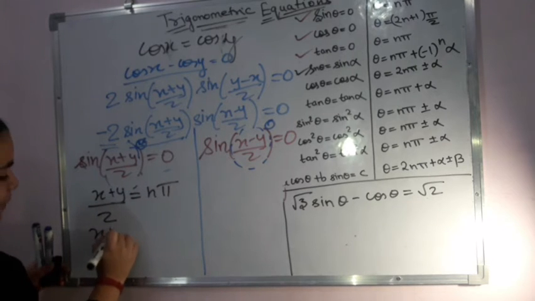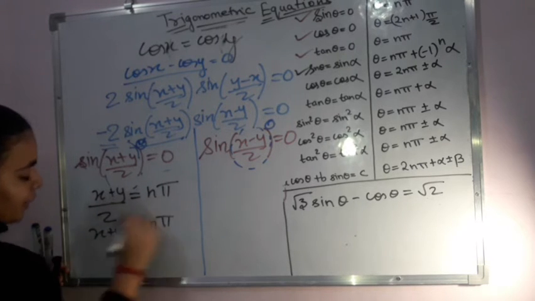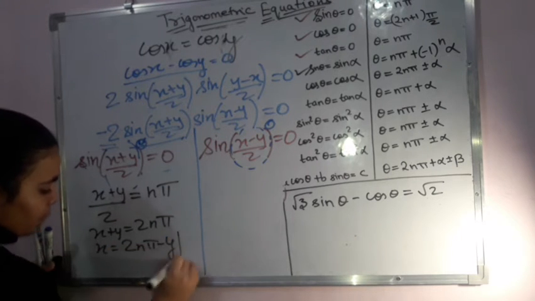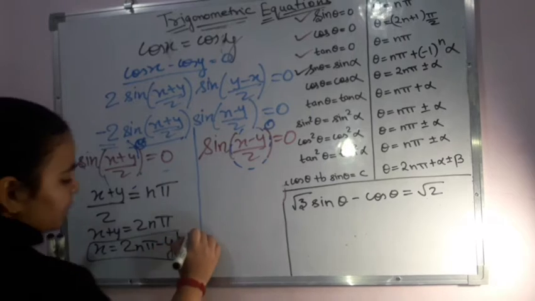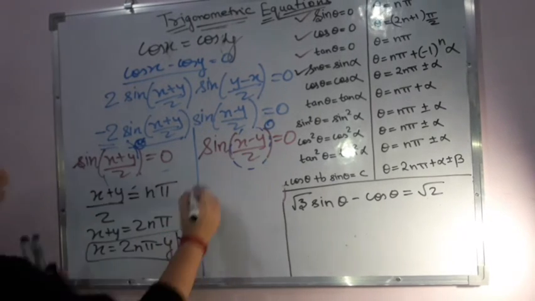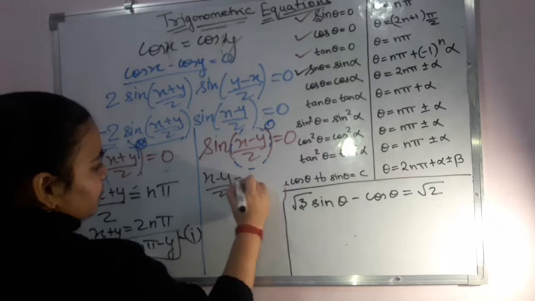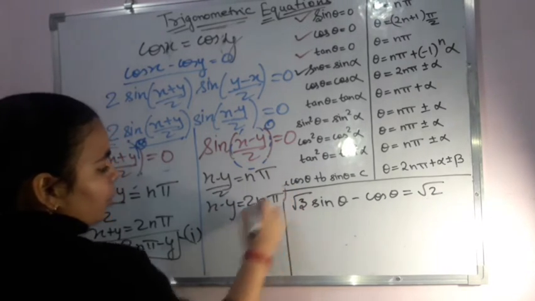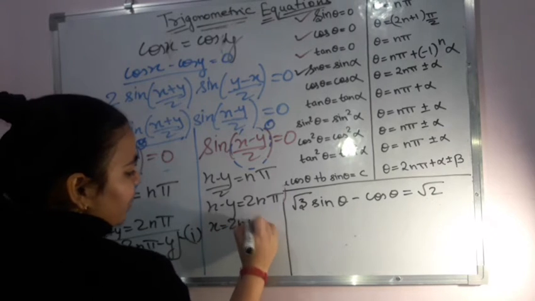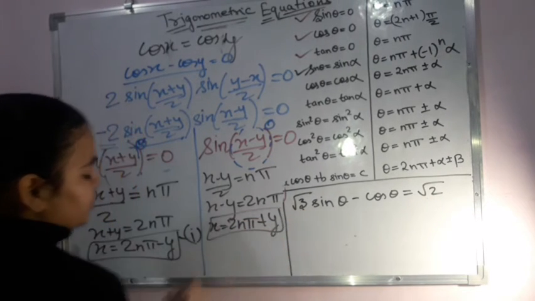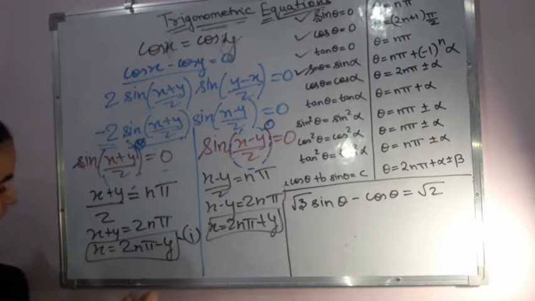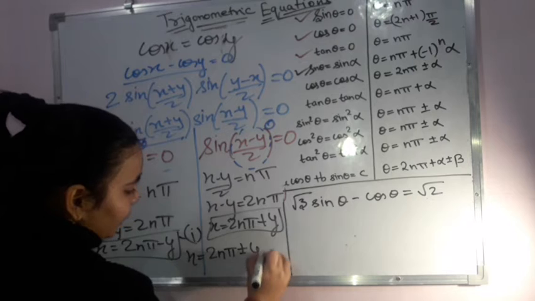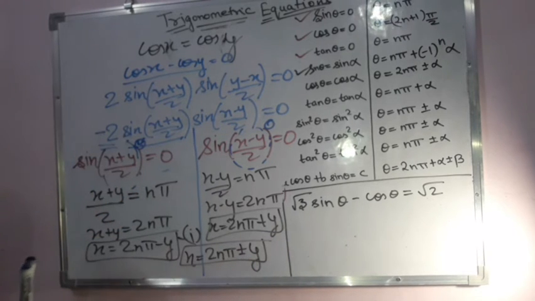That means x plus y is equal to 2n pi. Taking y to this side, x is equal to 2n pi minus y. This is our first equation. For the second one, if you solve from here, you'll get (x minus y) by 2 is equal to n pi again. That means x minus y is equal to 2n pi, or I can write x is equal to 2n pi plus y. This is my second equation. Combining both equations, I get x is equal to 2n pi plus minus y, where n is any integer.